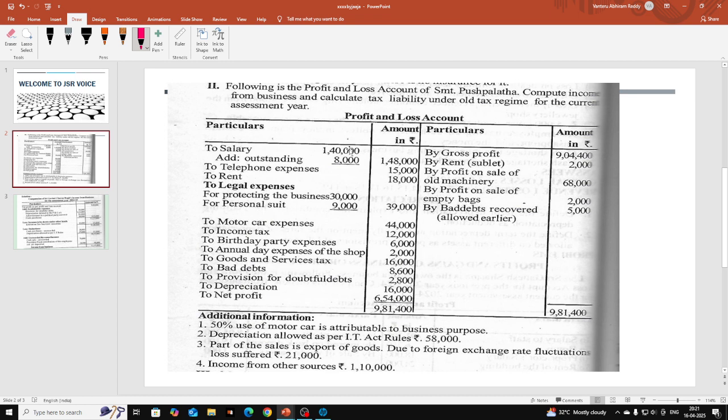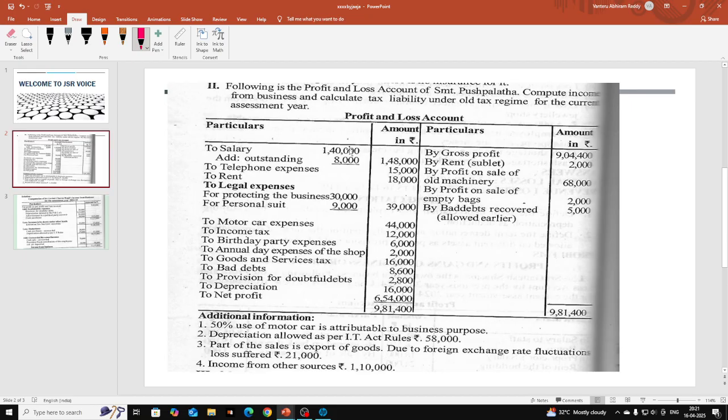Here I want to discuss briefly how to do a problem under income from business or profession. I am taking one example question and I will show you how to do the solution in a brief manner. Let us go and discuss that.